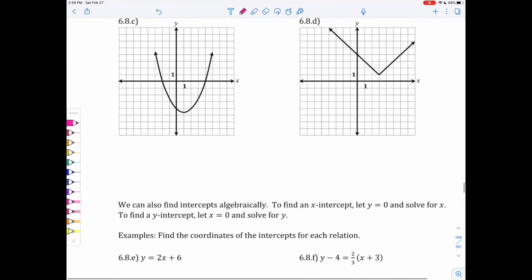All right, next one's here. Okay, so we're going to start with the x-intercept. So we're going to find a point on the graph in which the graph meets the x-axis. Well, there's a point. Whoa, but there's also another point. So we have two x-intercepts in this case.